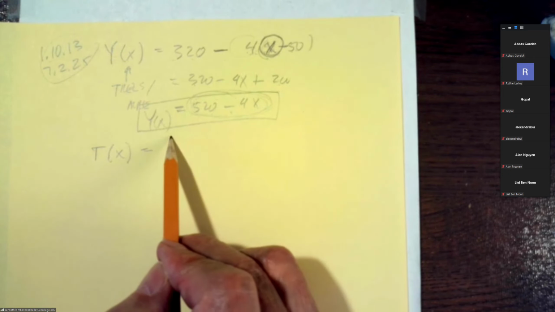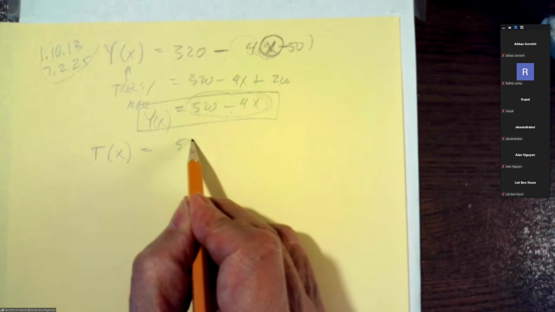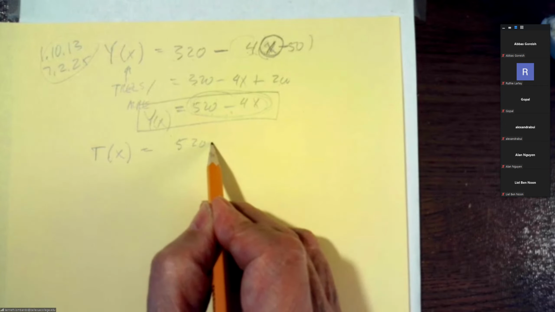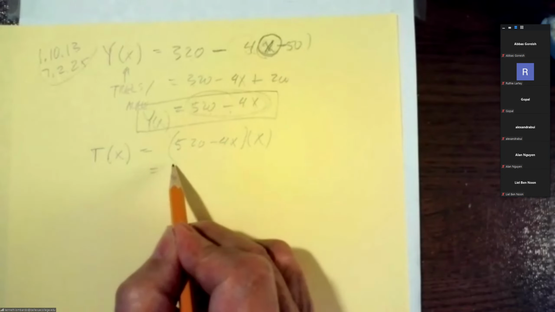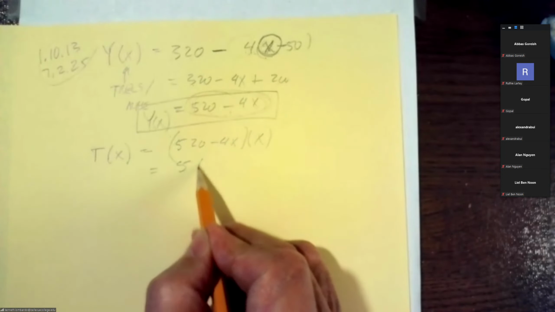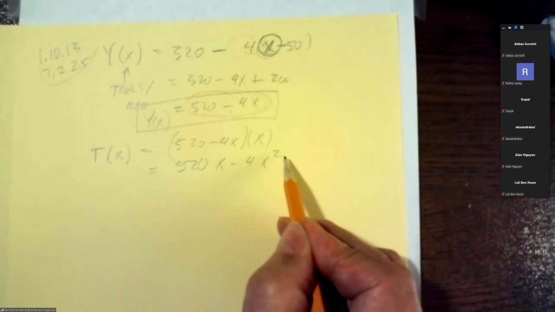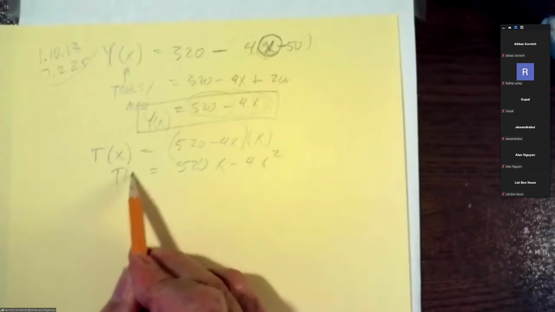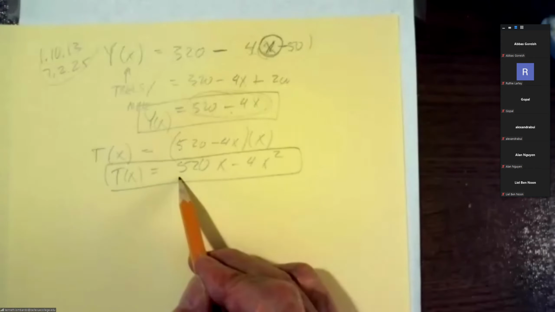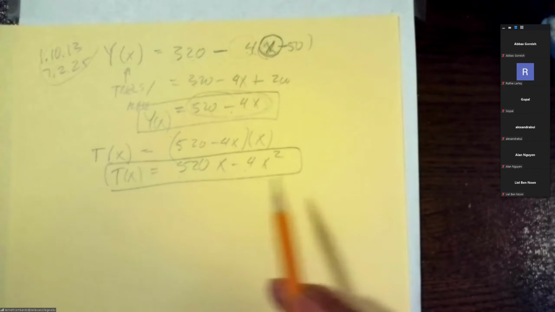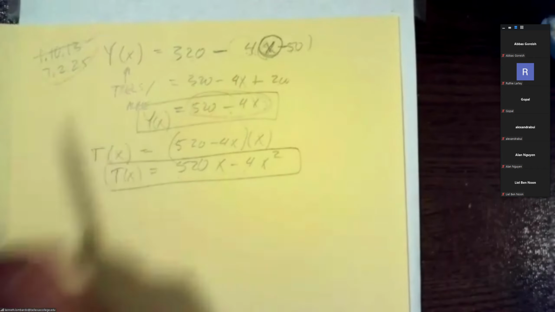So we're going to multiply by the number of trees, so we'll just multiply by X. So that'd be 520 minus 4X times X. So we get 520X minus 4X squared. It looks like then the total is going to be this value here. We just multiply by X, 520X, and then minus 4X squared. So that would be part B for problem 13.